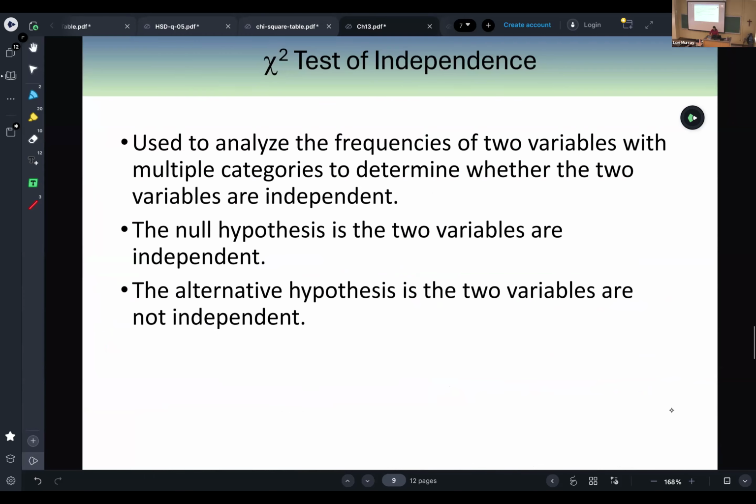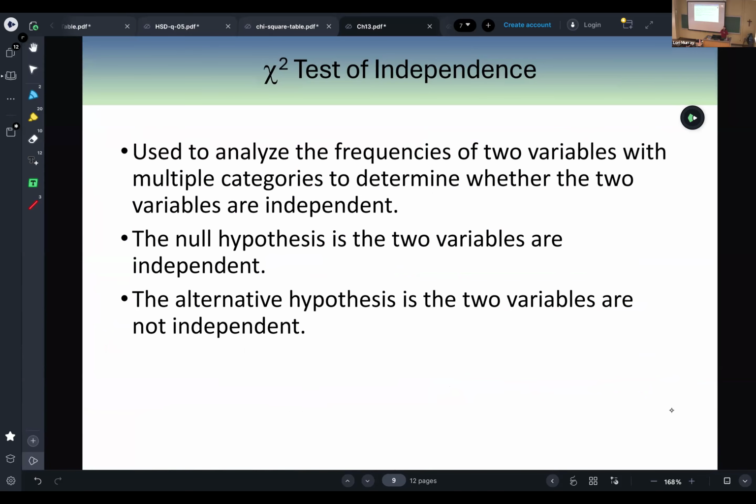Right, so we're going to look at the test of independence. This is the second test for this chapter, and I have one example with a clicker question following. These are used to analyze the frequencies of 2 categorical variables with multiple categories to determine whether the 2 variables are independent of each other. So the null hypothesis is the 2 are independent versus the 2 are not independent. And if they're not independent, then they are dependent, meaning knowing one can tell you information about the other.